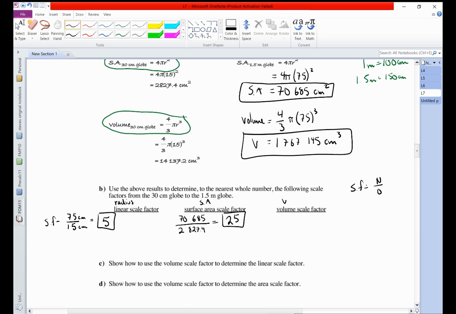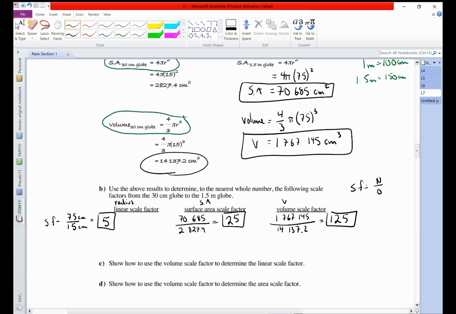And then volume scale factor is going to be our new volume, 1,767,145, over our original volume, which is right here, 14,137.2. And if I type that into my calculator, I get 125. So I just want to show you the link between all of those, right?